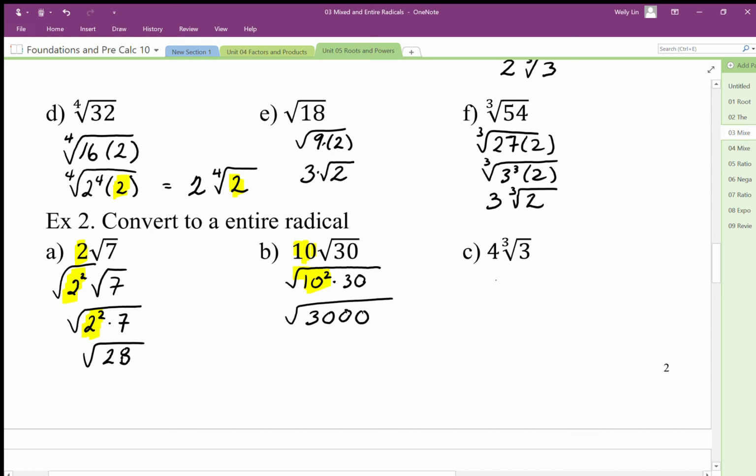So applying the same process, we have an index of 3. To go from outside to inside, we need to cube it. Okay, and again, make note that we haven't changed the value of anything. That's important because math is about keeping track of these values. We've cubed and cube rooted. Yeah, that's the same as 4. And inside, we have the 3, so we have a times 3.